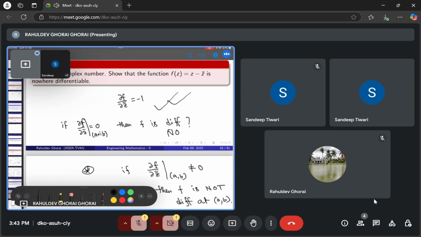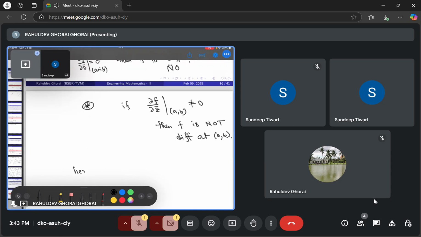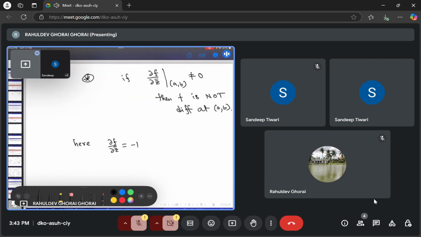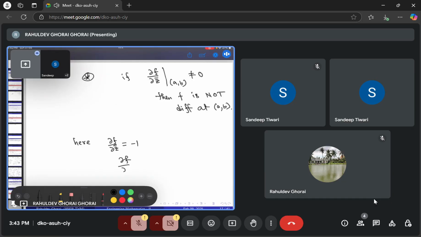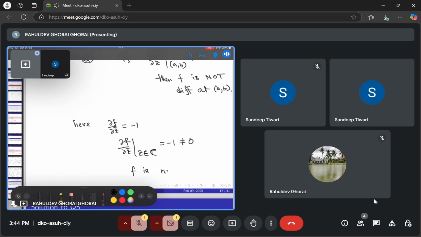Okay. So then what we have in this case here, del f del z bar is equal to negative of 1 for all z. So del f del z bar at any point z belonging to C, the complex numbers, is equal to minus 1, which is not equal to 0. So this function f is nowhere differentiable. We use this language, nowhere differentiable. Okay, good.